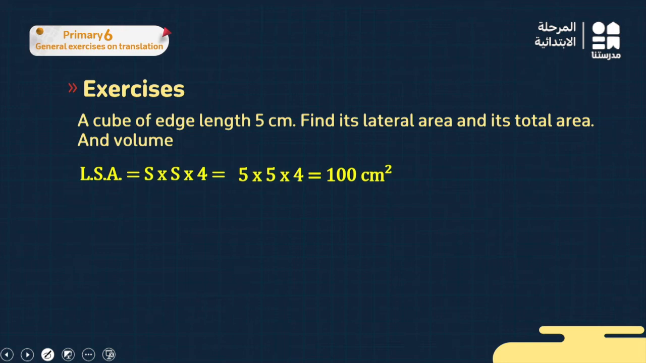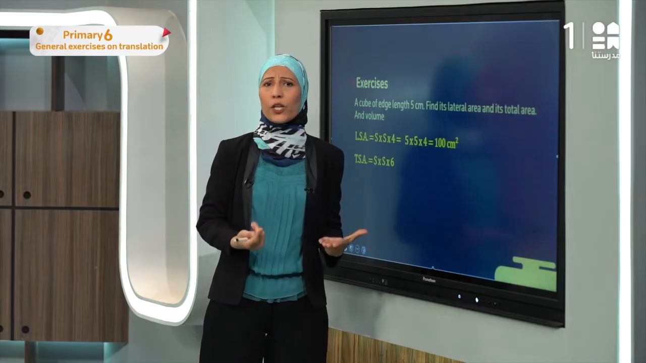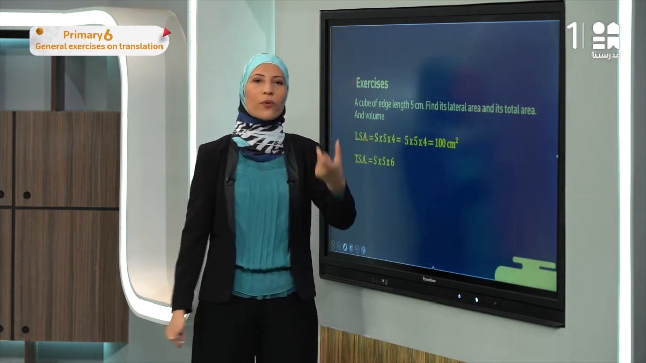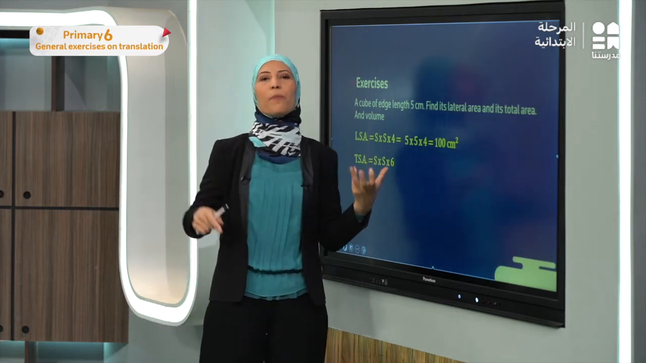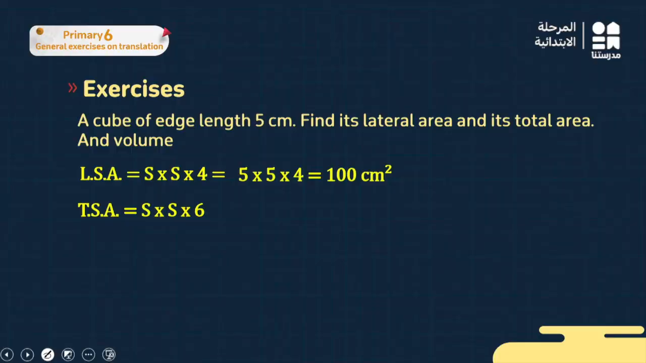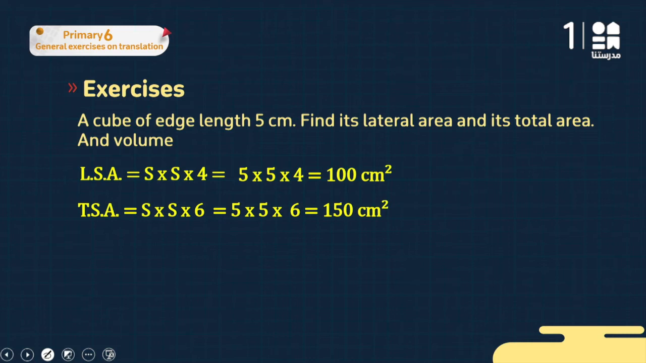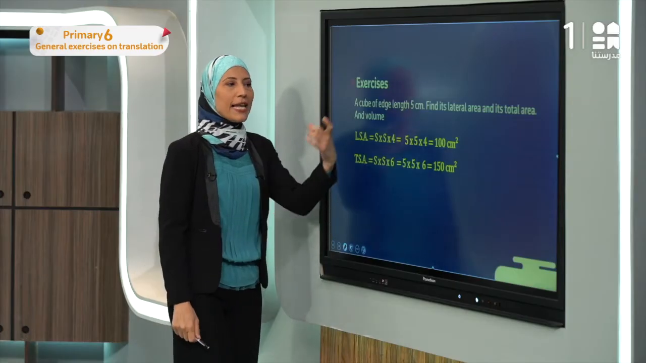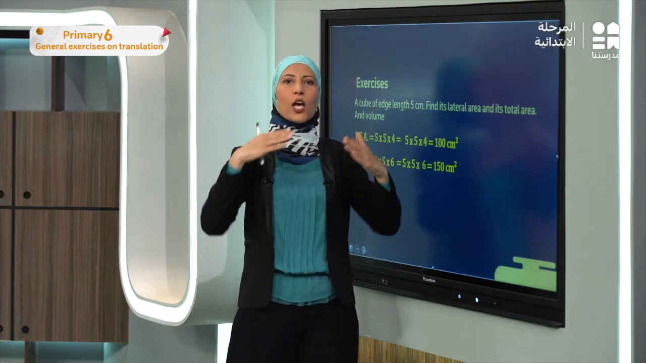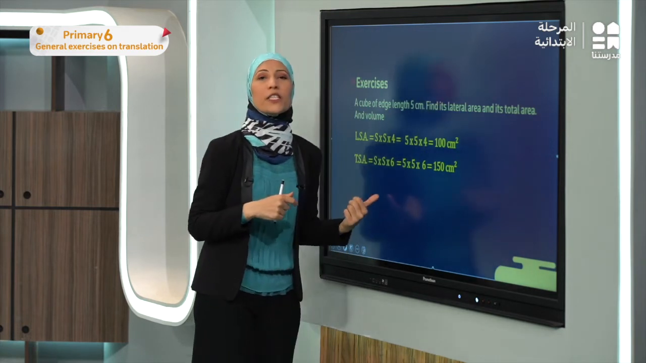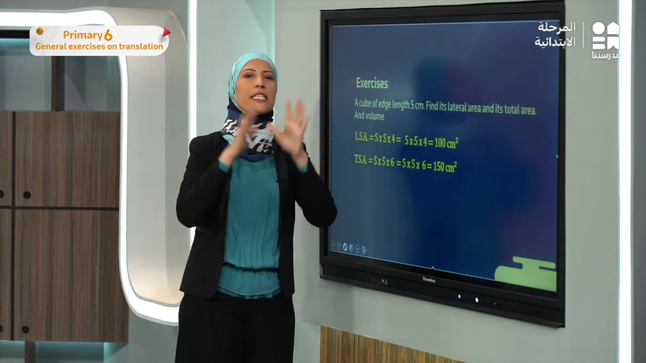Now if I want to find the total surface area, it means that I am finding the total area of all the faces of the cube. How many faces does the cube have? It has 6 faces. So I am going to find the area of one face by making side times side, and multiply by 6 to find the total area. So I am going to make 5 times 5 times 6. It gives me 150 centimeters squared. So the lateral area means the 4 side faces, 2 sides, back, and in front. Now total surface area means what? All the faces, all 6 faces.